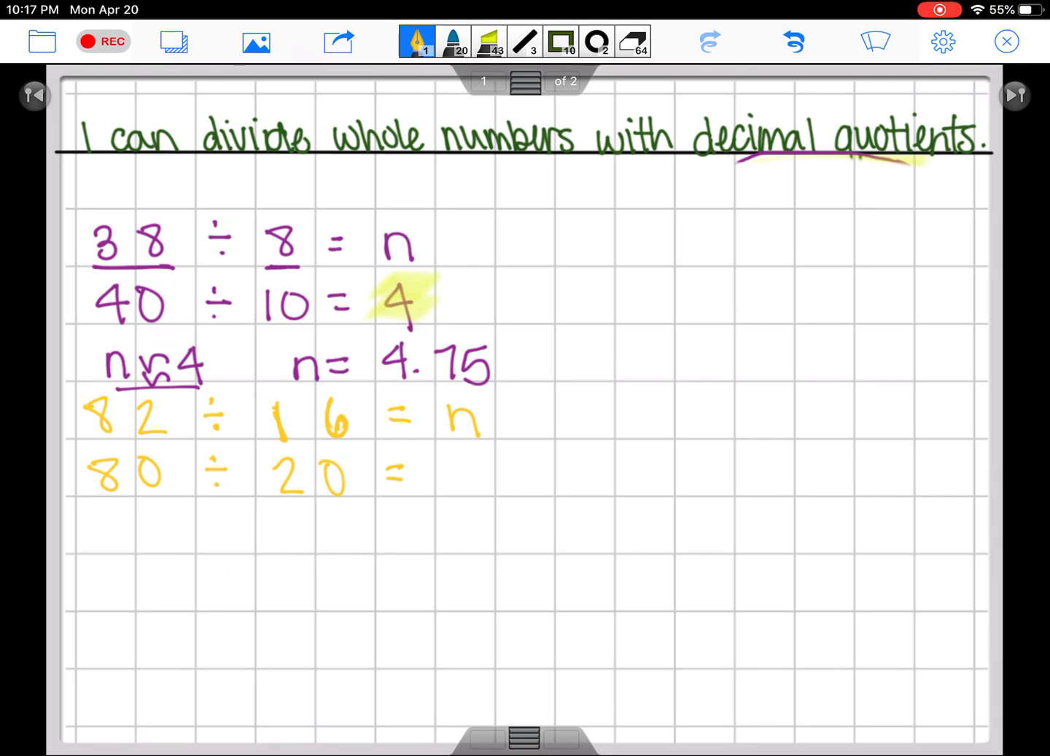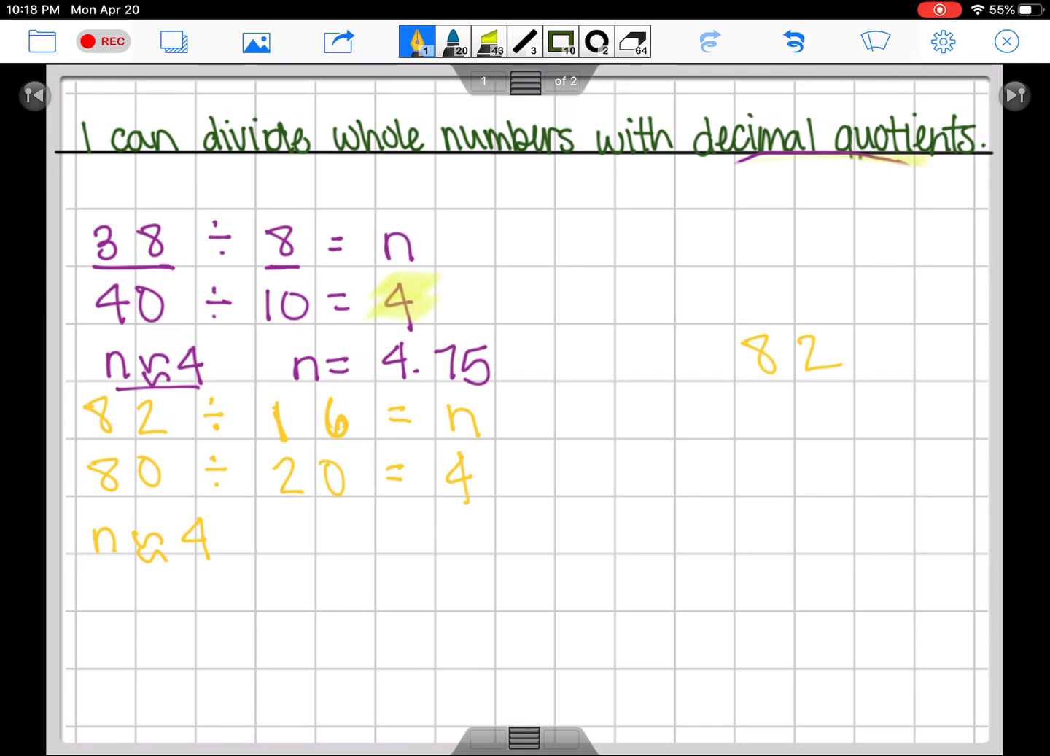Now, I know that 20 and 16 aren't super, super close, so that tells me that my estimation is probably not going to be super close, but it's going to be close enough to let me know if I'm on the right track. How many times can 20 fit into 80? 80 divided by 20 is going to be 4. Our quotient will be about 4.